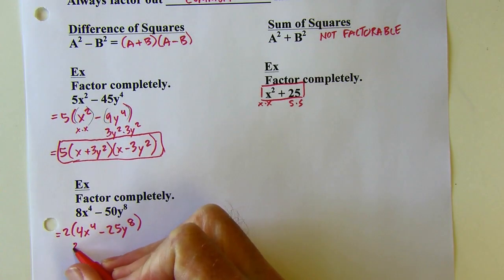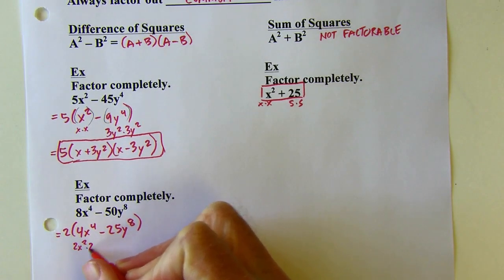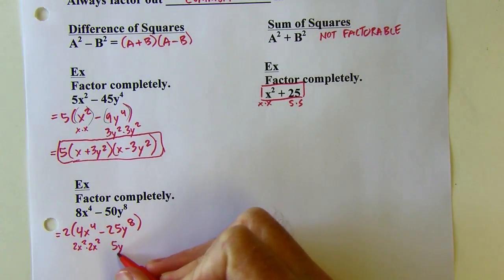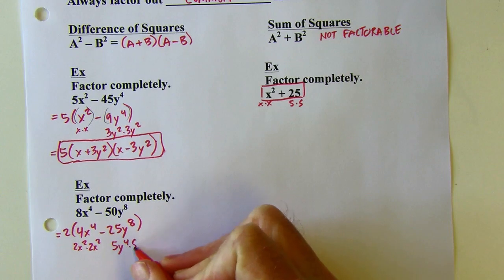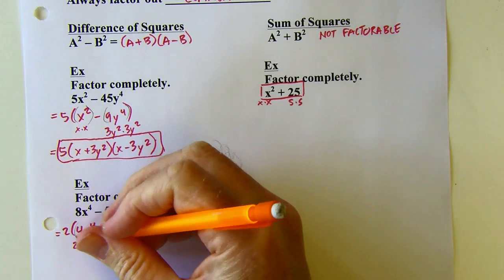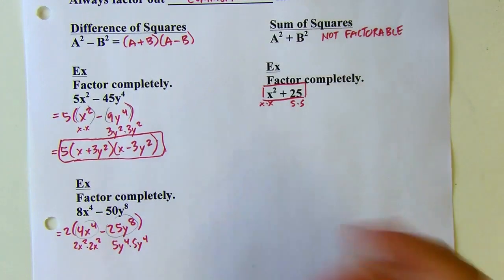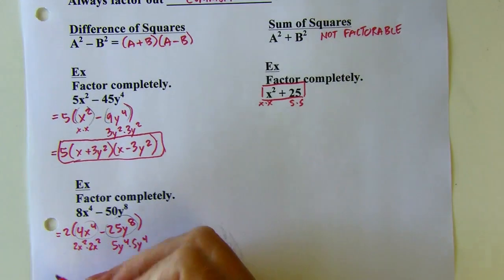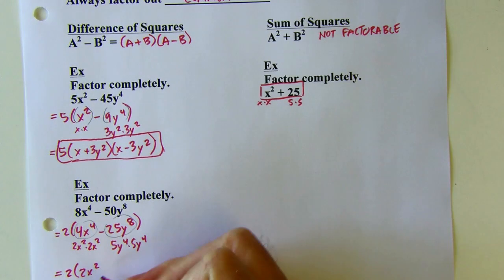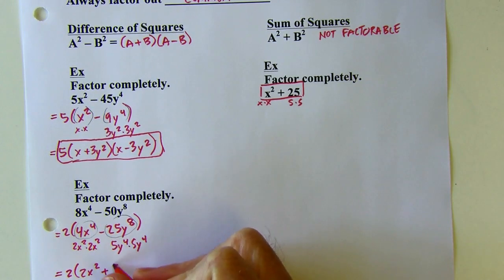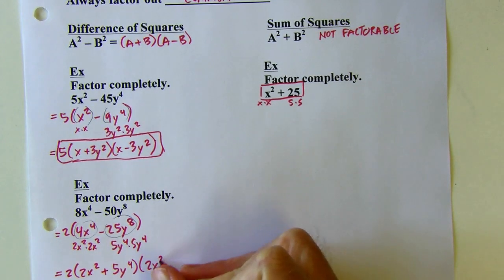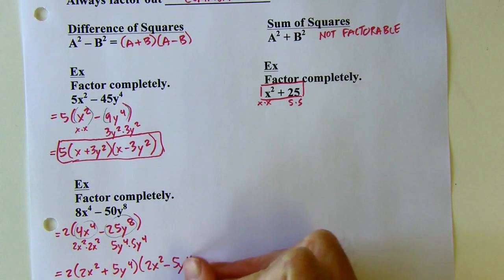2x squared times itself would be 4x to the fourth, right? And then 5y to the fourth times 5y to the fourth would be 25y to the eighth. So yes, these are both perfect squares, and it's a difference. So we can use that pattern again: 2x squared plus 5y to the fourth, and 2x squared minus 5y to the fourth.